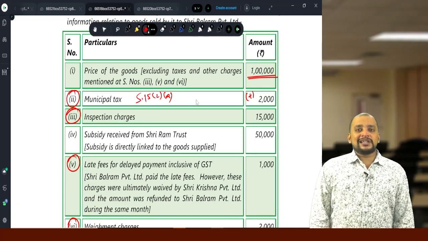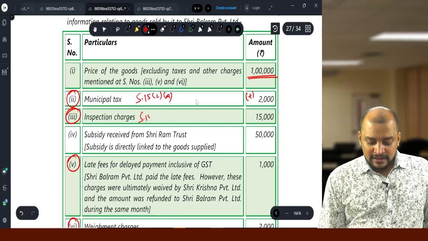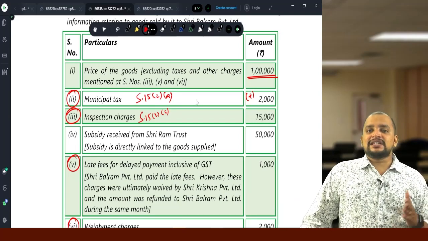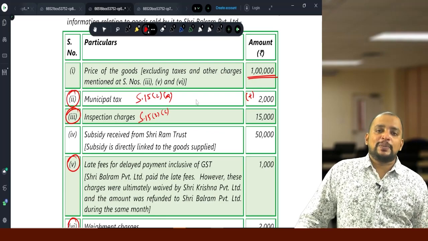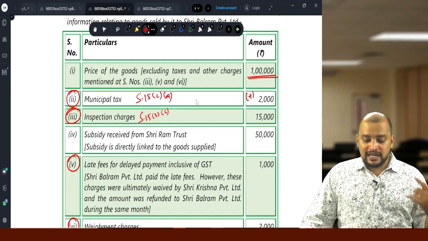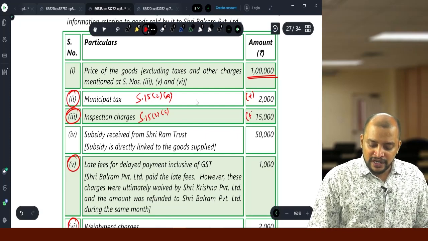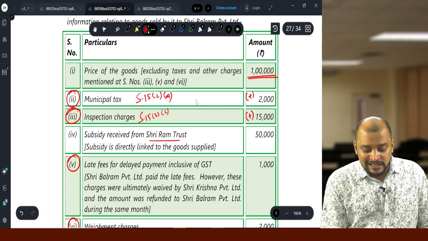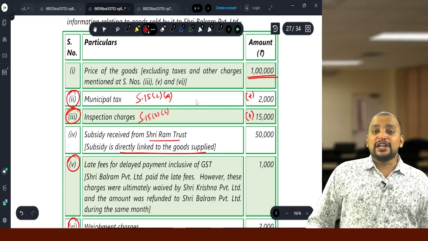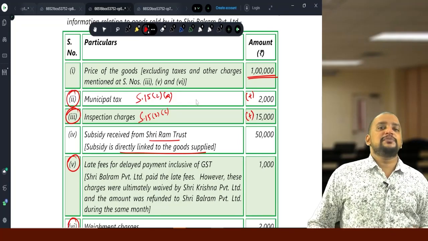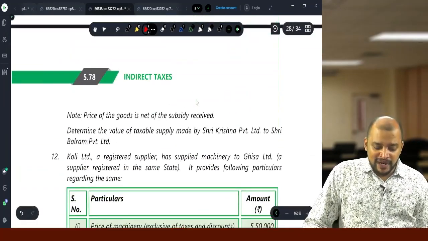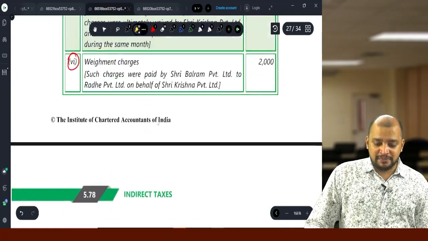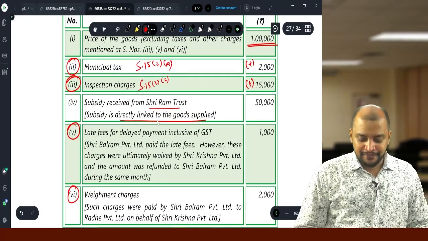Then inspection charges, as per section 15 subsection 2 clause C, inspection charges are pre-delivery charges. Before delivery of goods only inspection will be done, so therefore it is to be included. In the given price it is excluded, so we need to add. Subsidy received from Shri Ram Trust, and it is directly linked to price, so it is to be included. Other than central government and state government, it is to be included. And in the given price it is excluded. Price of the goods is net of subsidy, so we need to add.